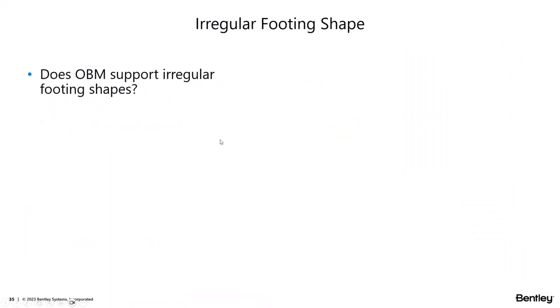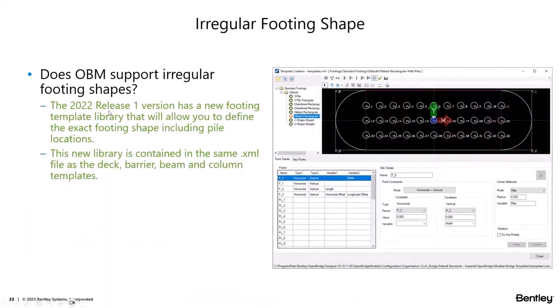Irregular footing shapes comes up more and more often these days. Is there a way for OBM to support any of those irregular footing shapes? Yes, we can. In the 2022 release 1 or version 10.11, we added a new footing template library that allows you to define really any footing shape you want. It's a 2D library, very similar to the deck libraries and barrier and beam libraries. It even goes into the same XML file. You can define any shape that you want here.